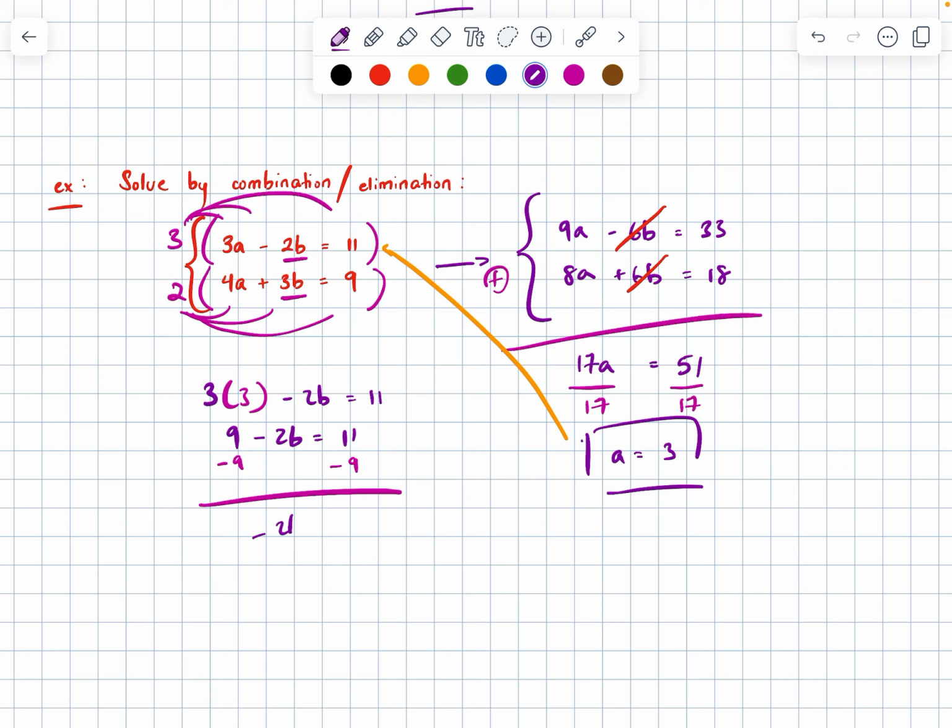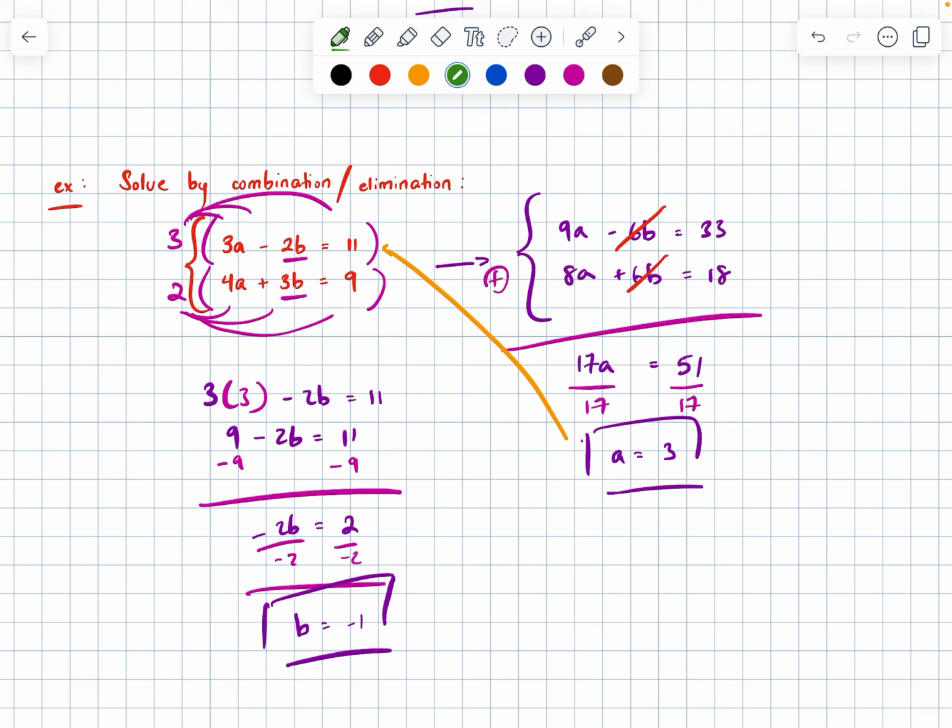I want to get 2b, or not to be, by itself, so I'm going to subtract 9 from both sides. Negative 2b is equal to 11 minus 9, which is 2. And finally, negative 2b, or not to be, I want to get b by itself, so I'm going to divide by negative 2. 2 divided by negative 2 is negative 1.